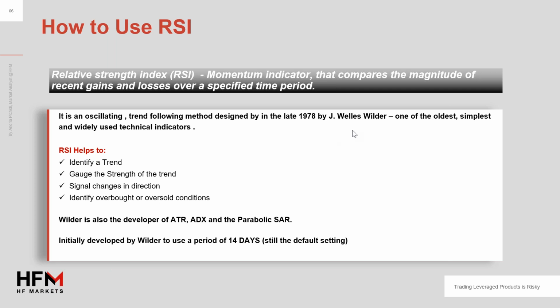And you might also be familiar with this name that I put on my slide, the name of Welles Wilder, because he is one of the most famous mathematicians, economists, analysts, and so on, and the developer of RSI, ATR, ADX, parabolic SAR. So these are some of the most famous indicators, widely known because of their simplicity, right?